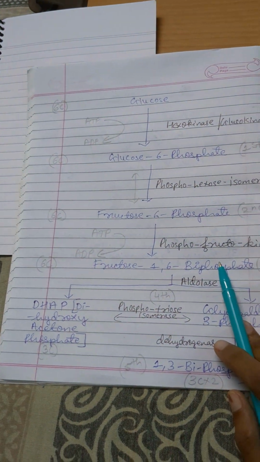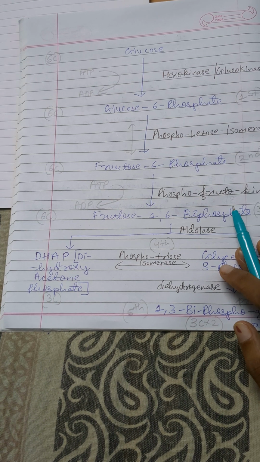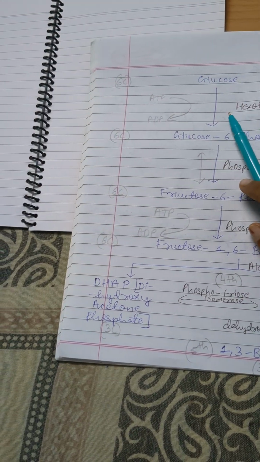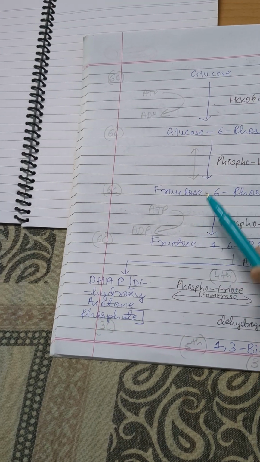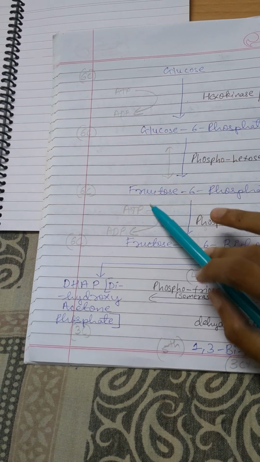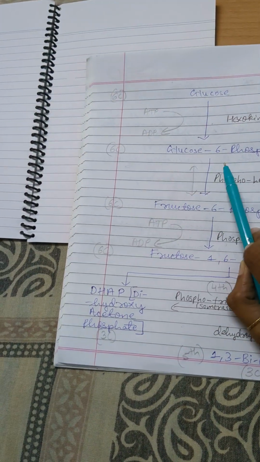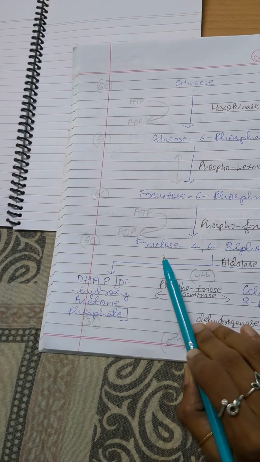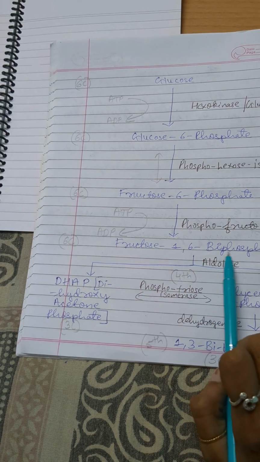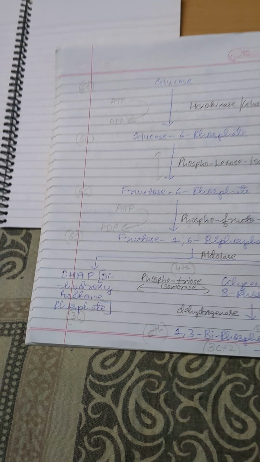Now we will talk about ADP and ATP synthesis. In the first step and the third step, 2 molecules of ATP are utilized. 2 molecules of ATP are used in the formation of glucose 6-phosphate and in the formation of fructose 1,6-bisphosphate.